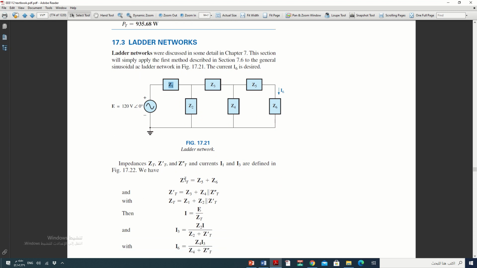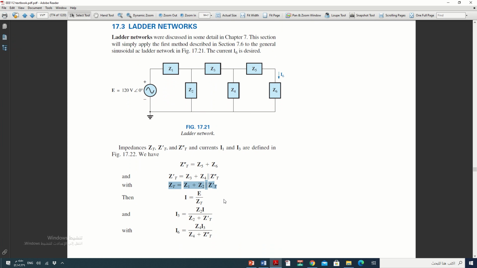We can say Z total double prime is Z5 plus Z6, and both of them parallel with Z4. If we add series with Z3, we can call it Z prime total. Then Z prime total parallel with Z2, and all these impedances in series with Z1, is called Z total. To find I total, you divide V total by Z total and you will get I total.